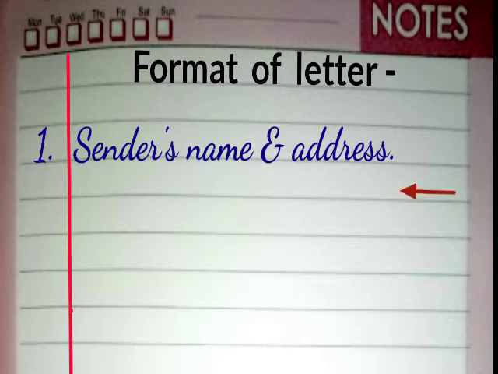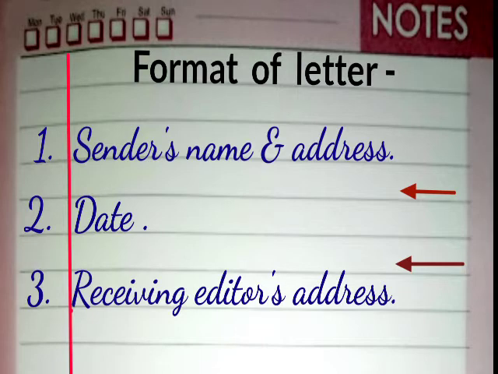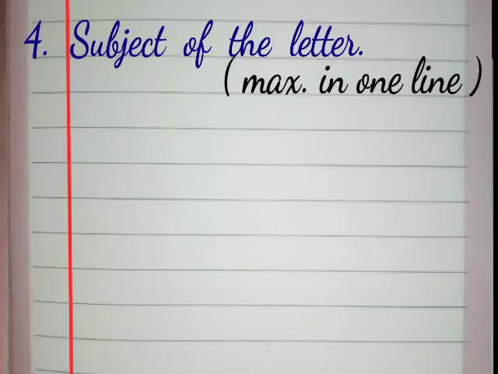Then leave one line and write the date here. Below the date, leave one line again and write the receiving editor's address. Then again we will leave one line and mention the subject of the letter. The subject of the letter is the main crux of why we are writing the letter to the editor. It should be very precise and maximum one line. We have to write the subject of the letter, the reason why we are writing the letter, and as you can see here, everything you should start from the left hand side.